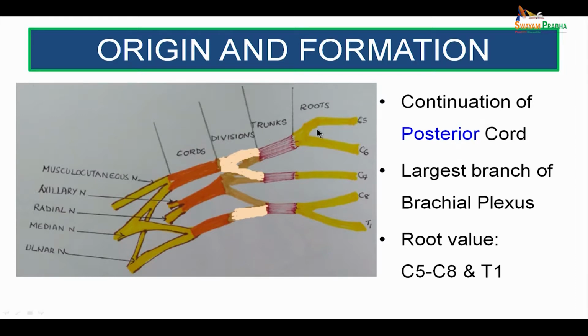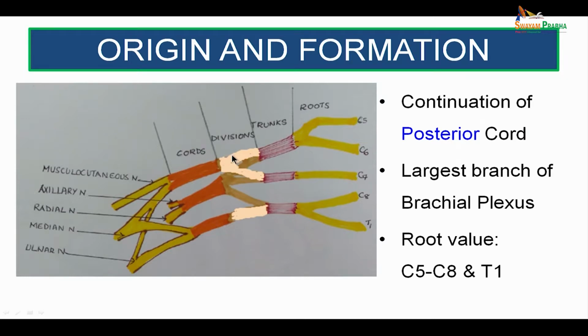All of this join together in various combinations and form the upper, middle and lower trunks. That is, C5 and C6 join to form the upper trunk, C7 continues as the middle trunk, and C8 and T1 join to form the lower trunk. And then these trunks divide into anterior and posterior divisions meant to supply the flexor and extensor compartments of the arm.